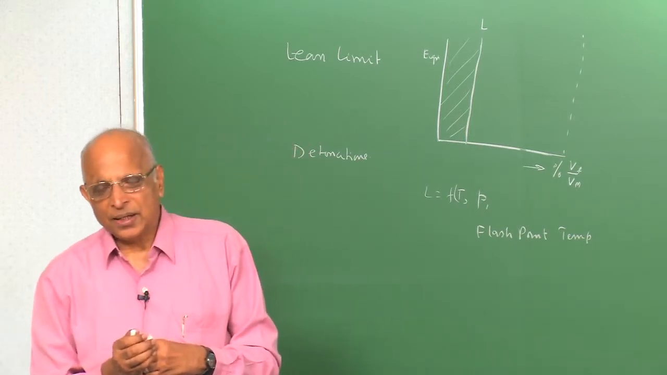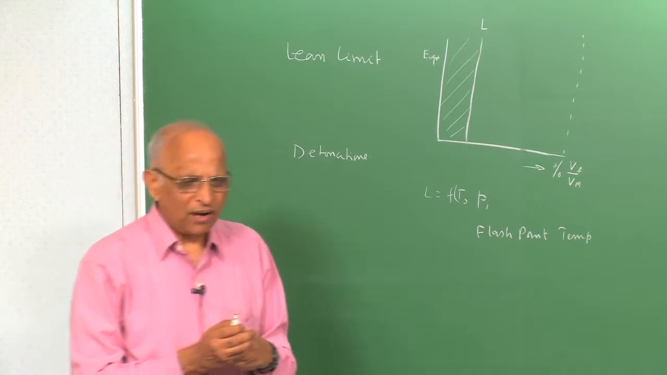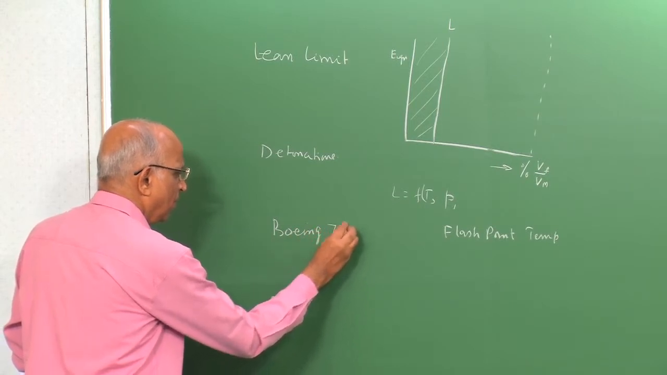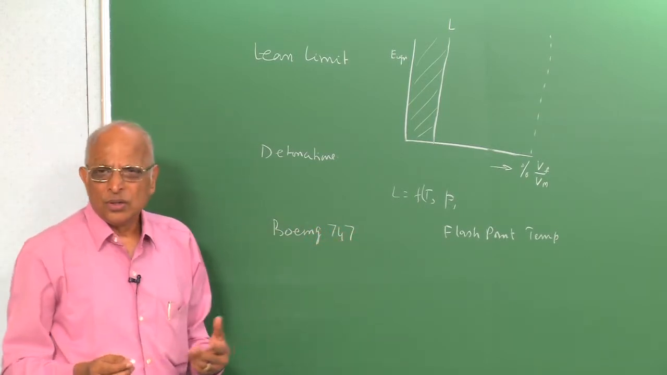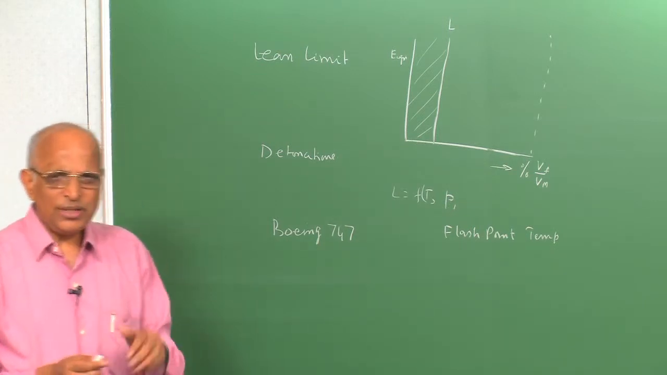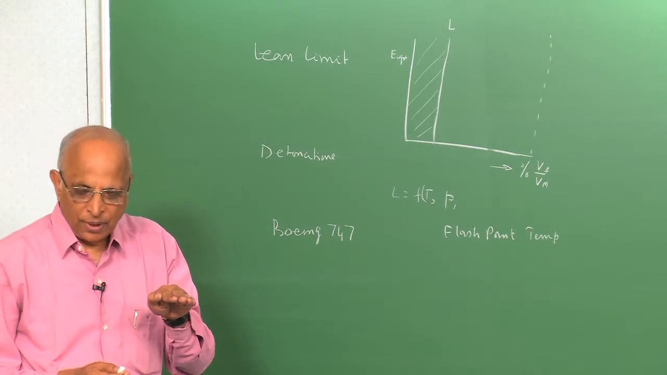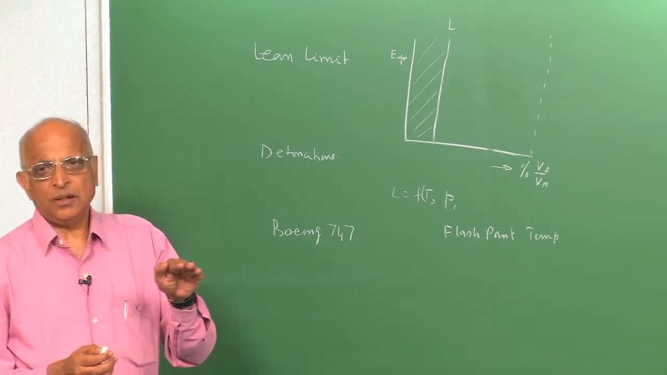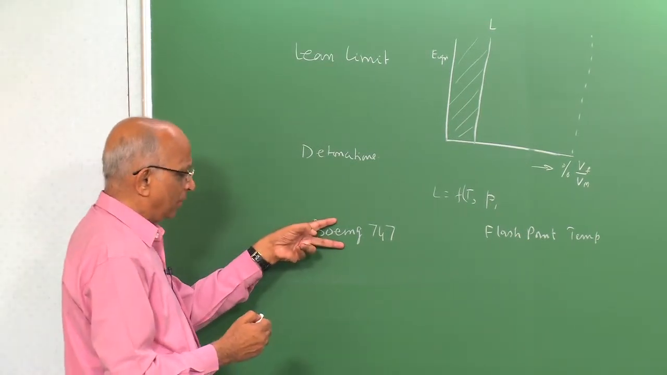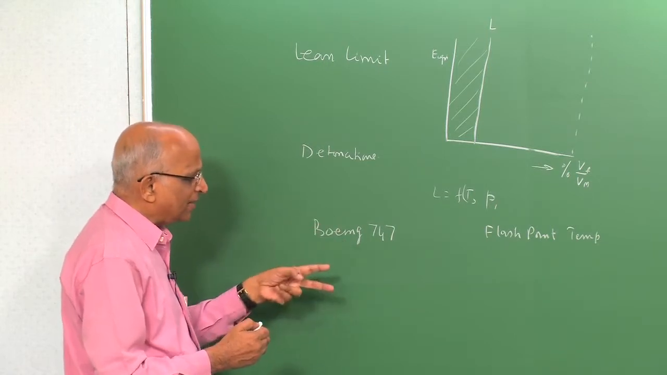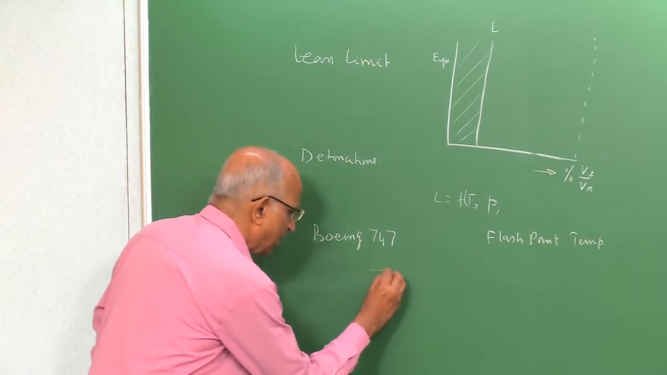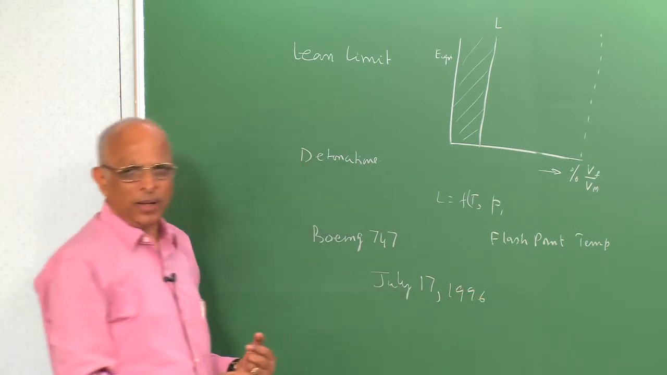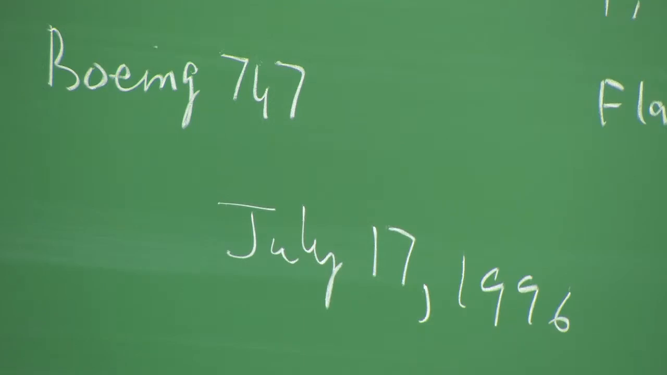This explosion is related to an aircraft, a Boeing 747. This accident happened on July 17, 1996. The aircraft was taking off from New York, that is from the John F. Kennedy International Airport, and it was flying to Paris via Rome. The aircraft took off in the late evening. July is a warm month.